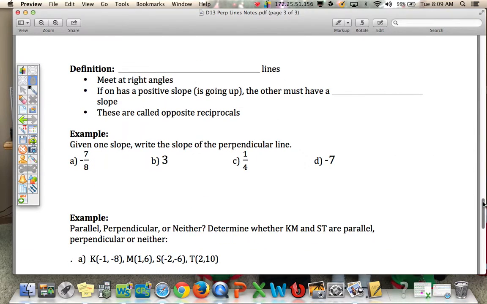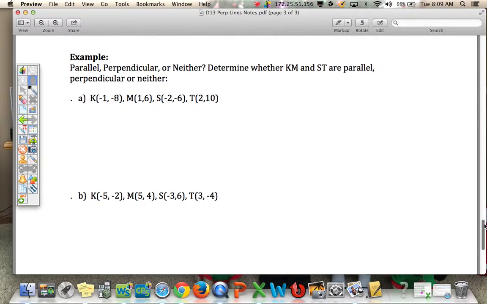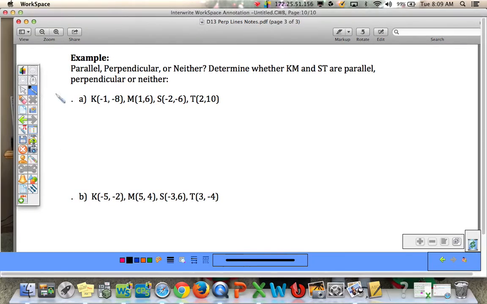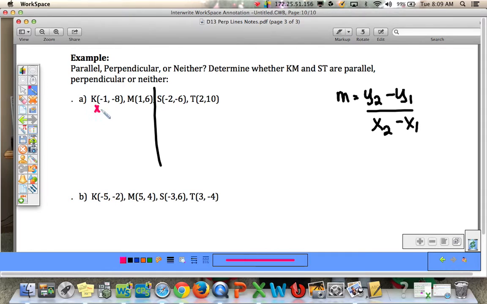Last type of example, are these parallel, perpendicular, or neither? Determine whether these two lines, KM and ST, are parallel, perpendicular, or neither. All right, so if you remember the slope formula, slope is y2 minus y1 over x2 minus x1. There are two lines here. KM is the first one. Let's label our points x1, y1, x2, y2.